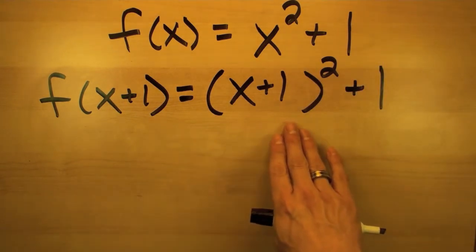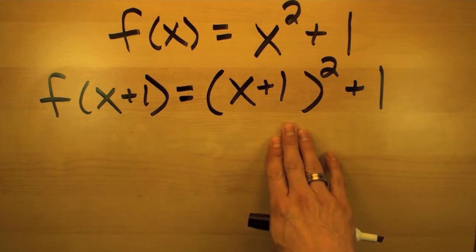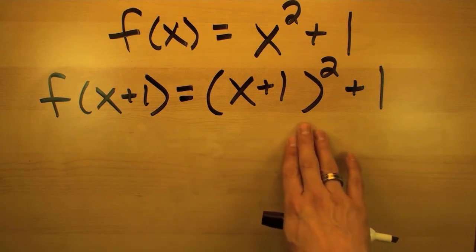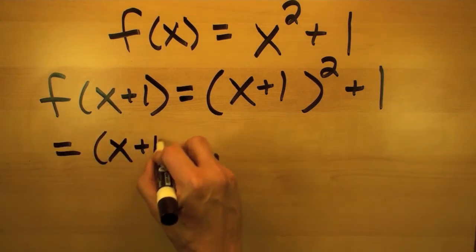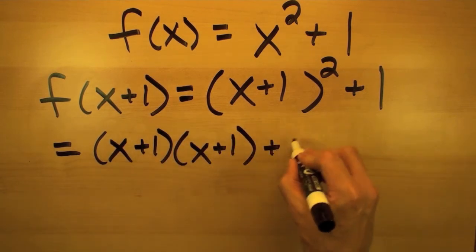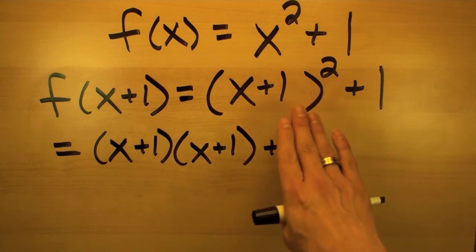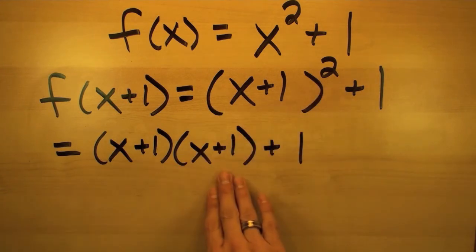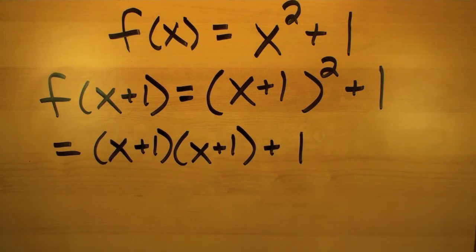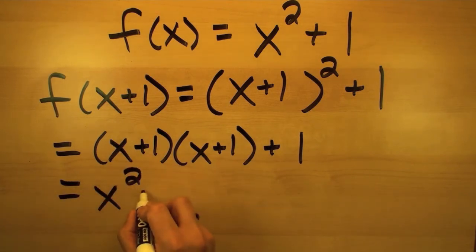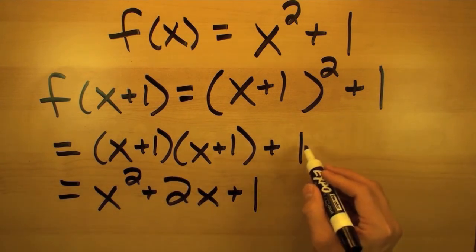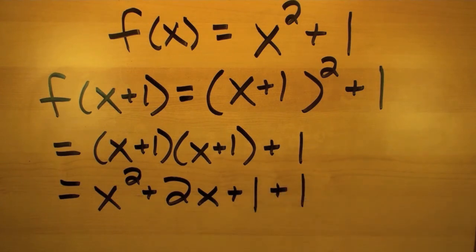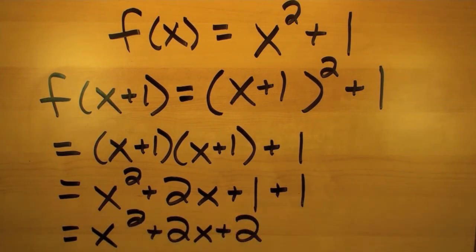Now, when we multiply x plus 1 squared, we have to remember that we need to use FOIL, or polynomial multiplication, in order to multiply that out. So that's really x plus 1 times x plus 1, plus 1, right? That's what something squared means. You multiply that thing by itself, and that's what we've done. x plus 1 times x plus 1 gives us x squared plus 2x plus 1. And then we have our plus 1 from the end here. So altogether we get x squared plus 2x plus 2.